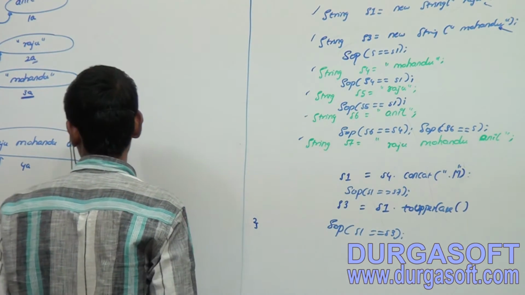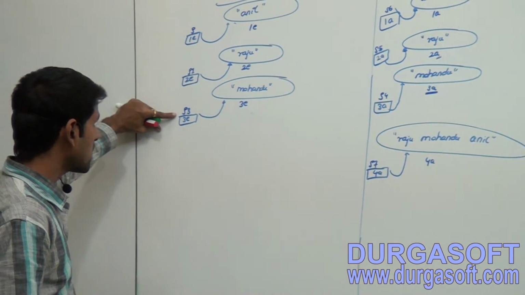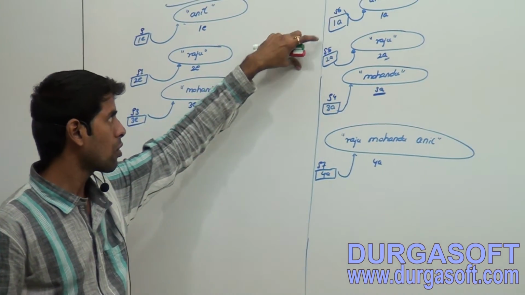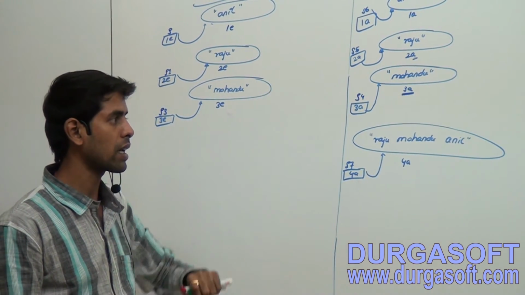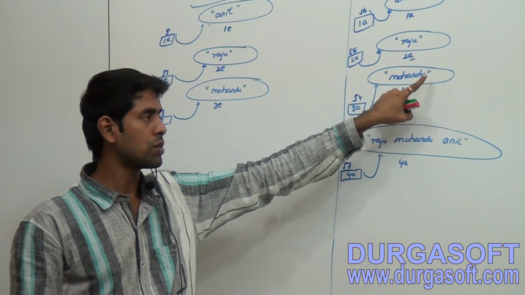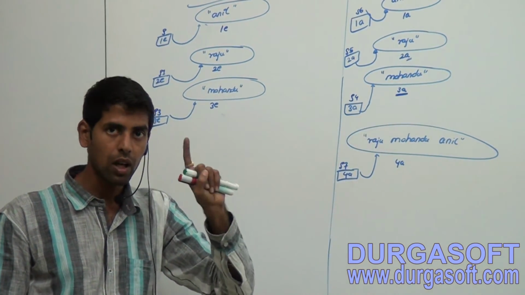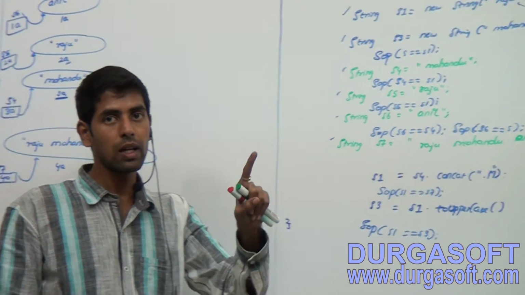S4.concat. Where is S4 available? Is this S4? No. Is this S4? No. Is this S4? No. This one? No. Yes, this one is S4. S4.concat. In the earlier example, definitely with this string object the concat method will be available. That's why this S4.concat is a valid method call.